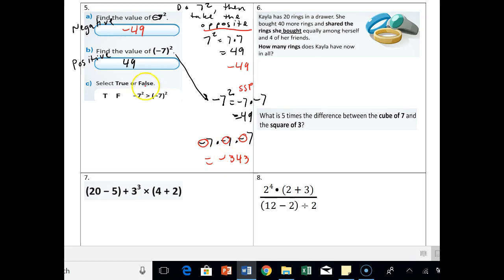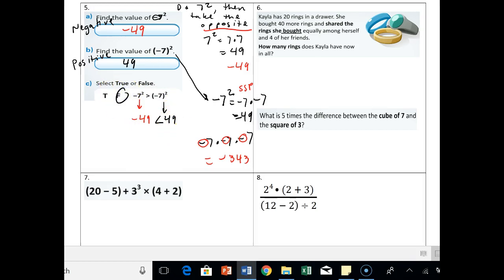All right, so true or false, negative 7 squared is greater than parentheses negative 7 squared. Well, we know negative 7 squared to be negative 49, and we know parentheses negative 7 squared to be positive 49. So this is a false statement because a negative number can never be greater than a positive number, so false.